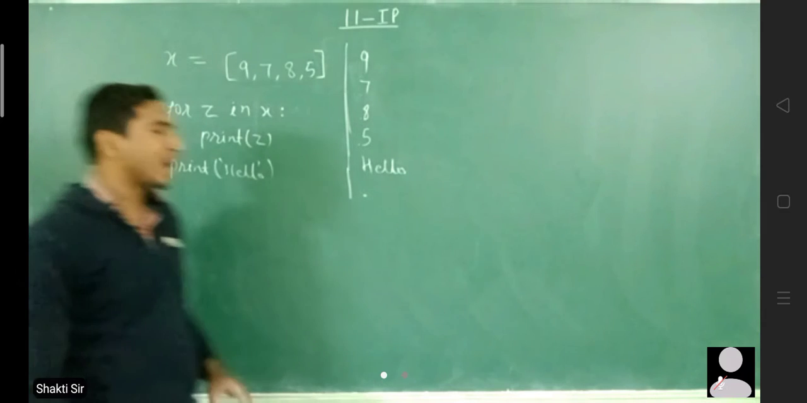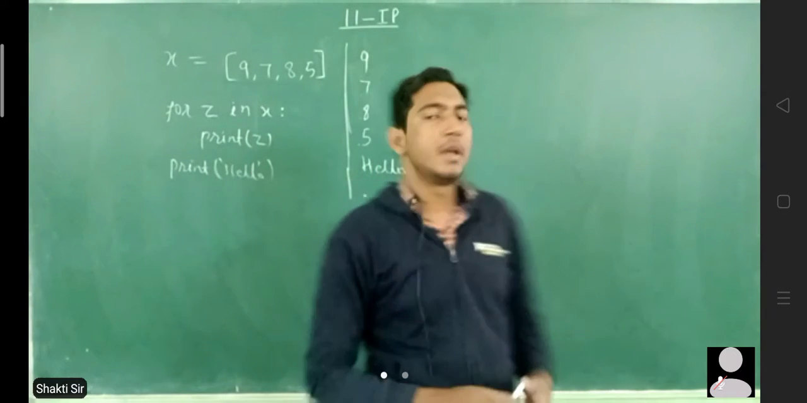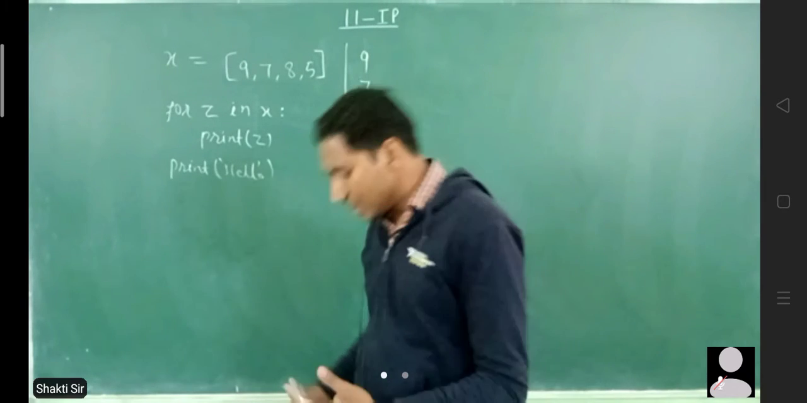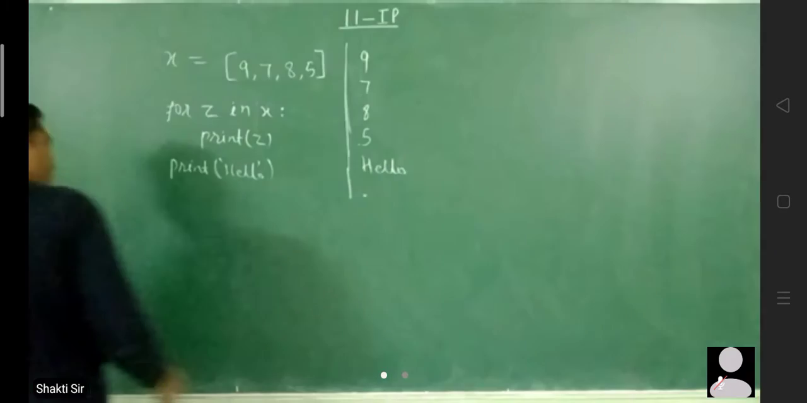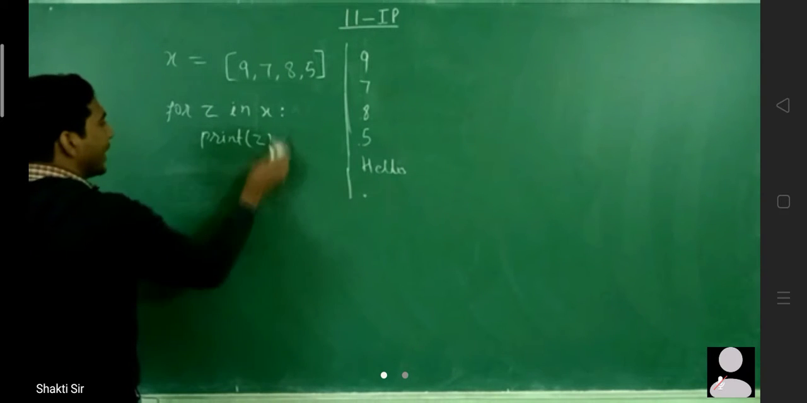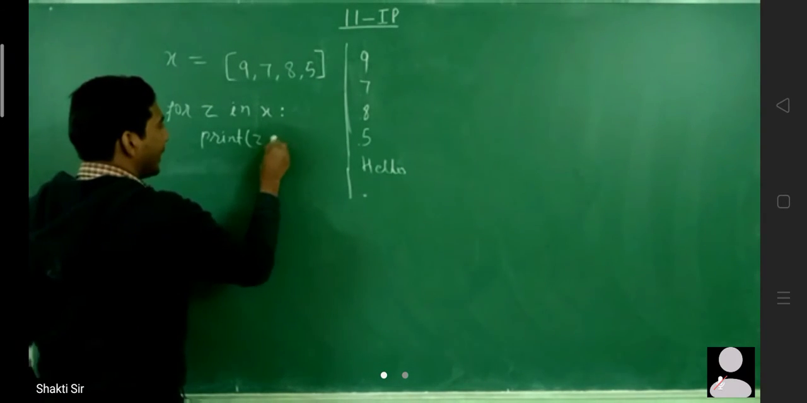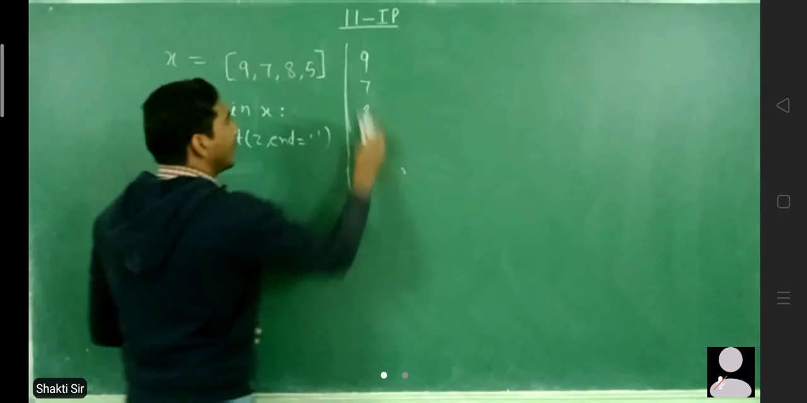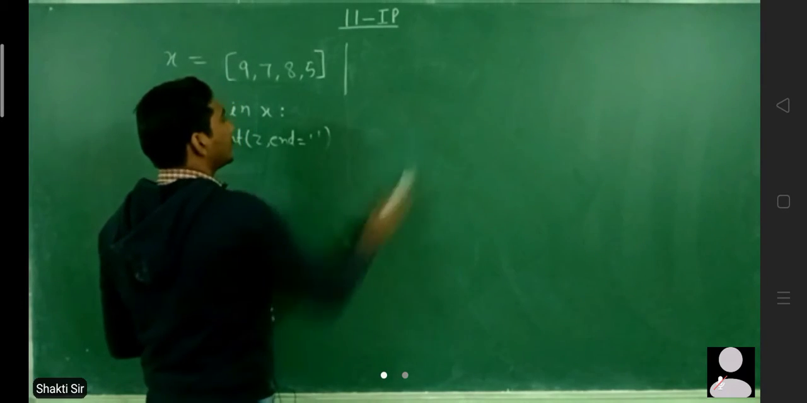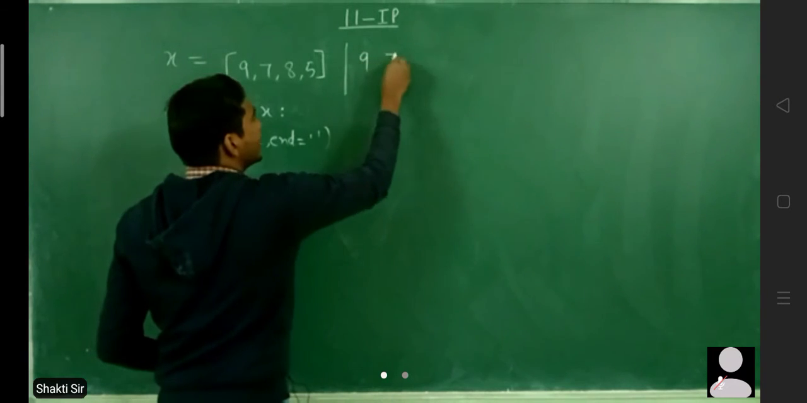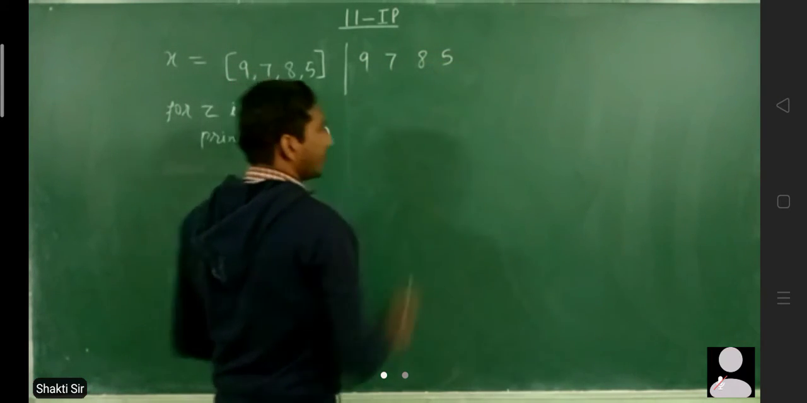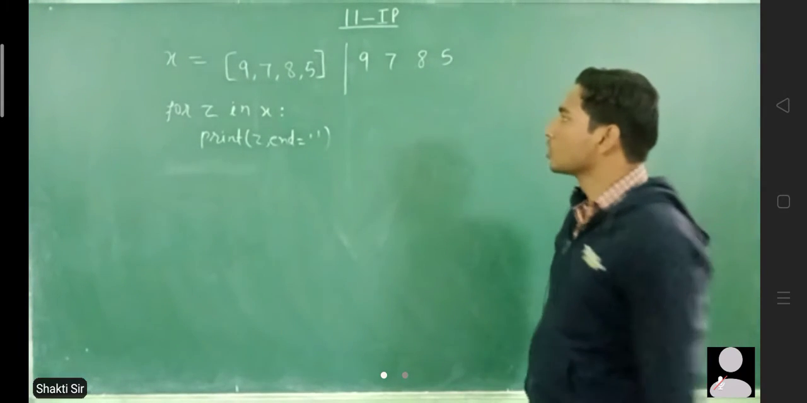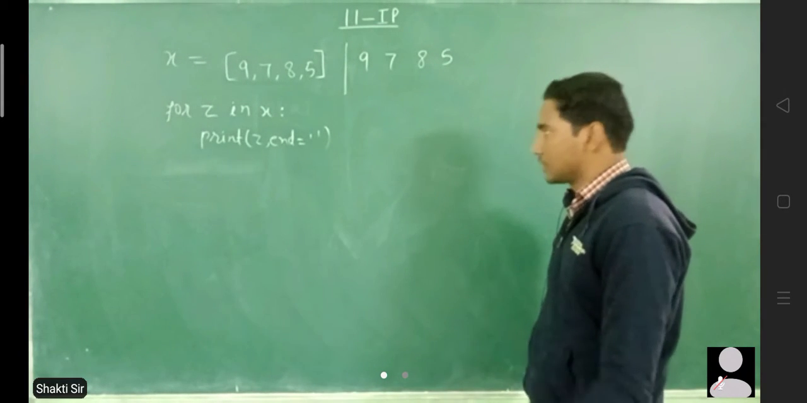Now suppose I want the output in a single line, one after another, then what should I do? Just use the end argument here. So just use the end argument after z, and set end equal to a space. And now I will have the output like this: 9, 7, 8 and 5. Okay, so these things we have seen. Basically all these things are revision. So this way we can print a list.